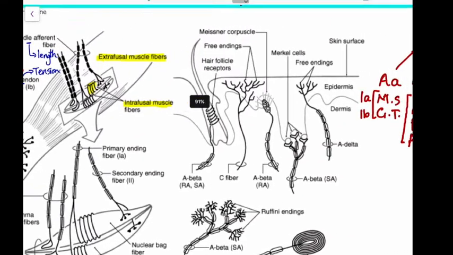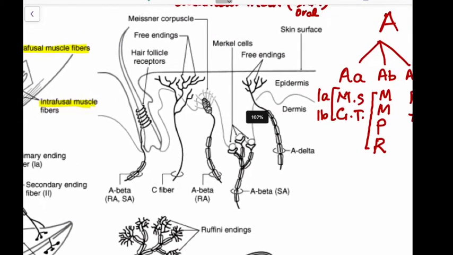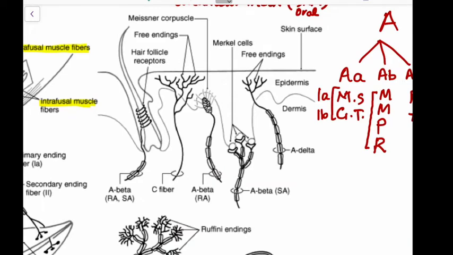Next, we can go to our cutaneous mechanoreceptors. So these are cutaneous, mechano, so some skin receptors, skin and oral, basically for both. And we will start from left to right. So we have the hair follicle right here, and they are A beta fibers.